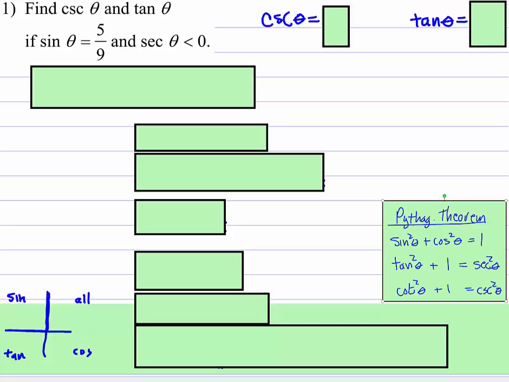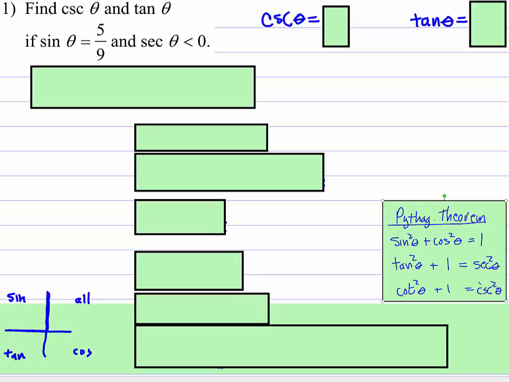Finding cosecant theta and tangent theta. For these tasks, we're going to be using the Pythagorean Theorem Identities rather than just doing it the way that we'd been doing it earlier, drawing the triangle and using a squared plus b squared. So notice the three theorems down here: sine squared plus cosine squared equals 1, tangent squared plus 1 equals secant squared, cotangent squared plus 1 equals cosecant squared.